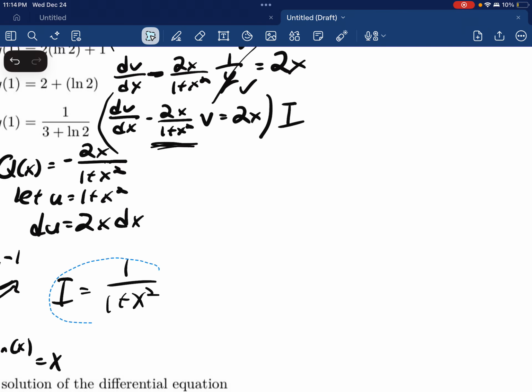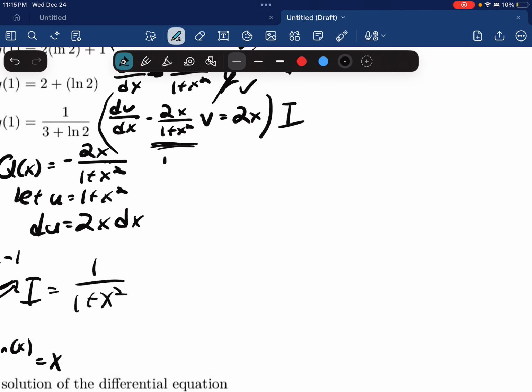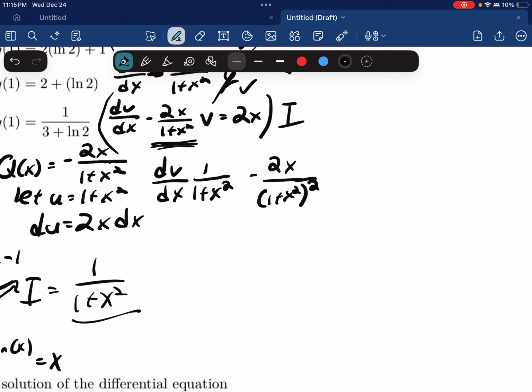I'm going to move that a little bit over. Okay. dv dx times 1 over 1 plus x squared. That's just going to be 1 over 1 plus x squared dv dx minus 2x over 1 plus x squared squared times v is equal to 2x over 1 plus x squared. Since when we multiply a 1 plus x squared here, and we already have a 1 plus x squared here, this just becomes 1 plus x squared.